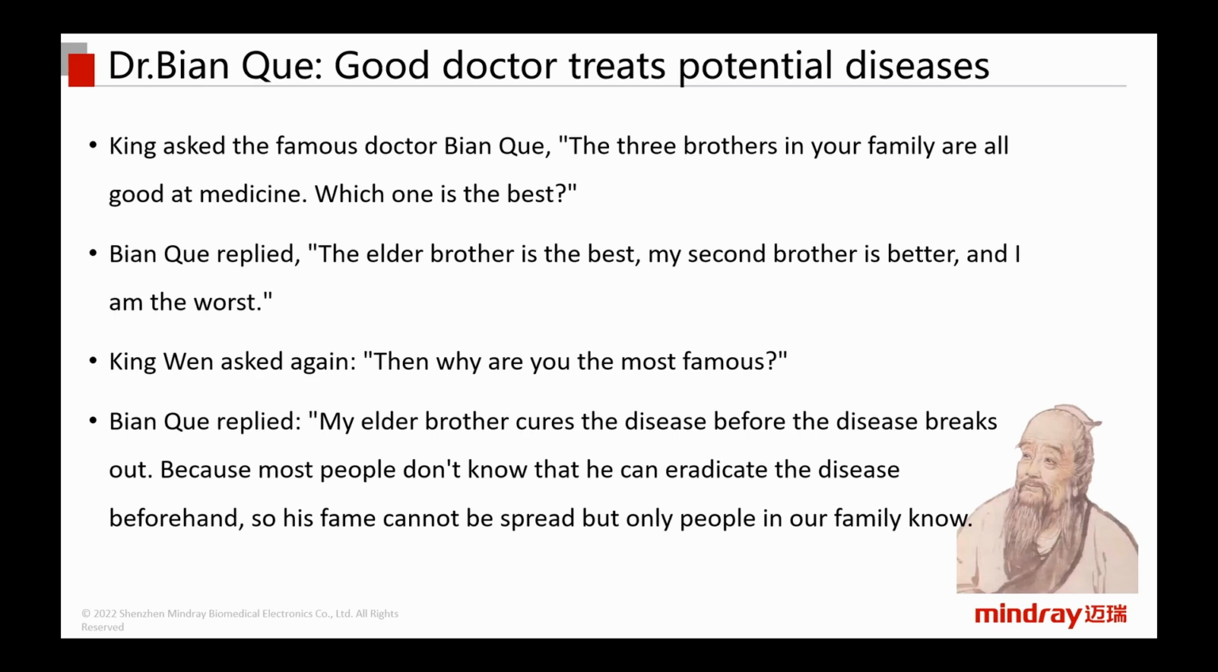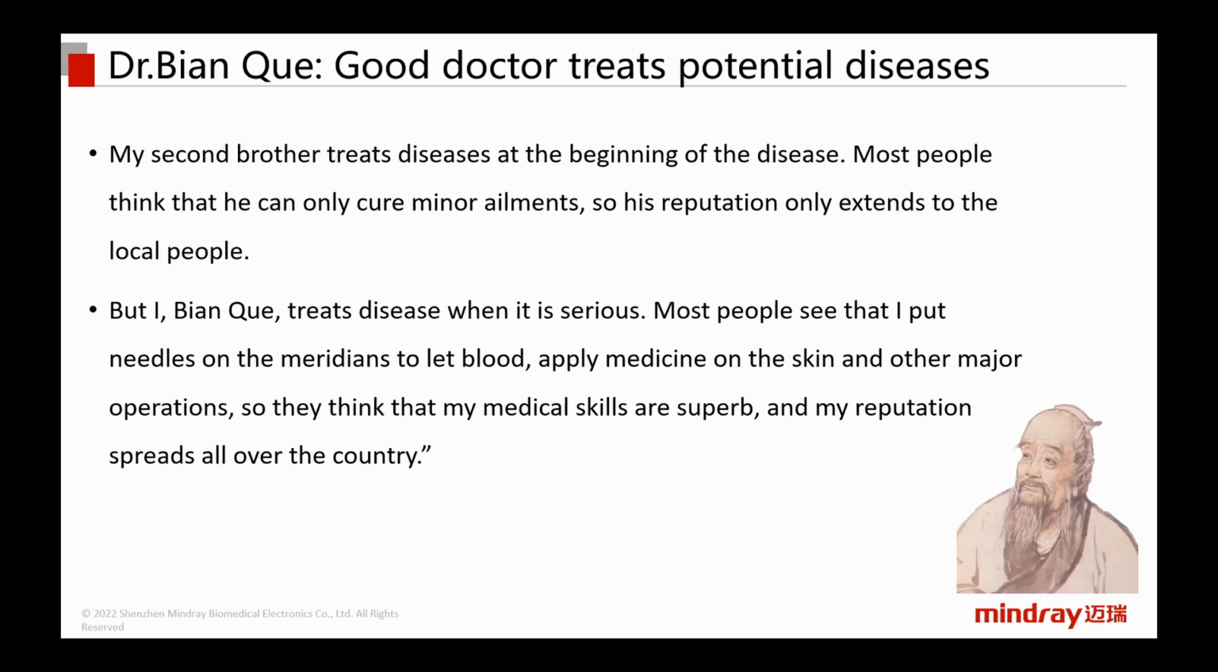Here is how he explained it to the king. He said, "My elder brother's skill is so good that he can identify the tiniest sign of disease and treat accordingly. So only our family members know his superb skill. And for my second brother," the doctor said, "he's able to treat disease based on early stage symptoms. So people think he can only treat minor diseases, so only a few people in my hometown know his skill. And lastly, about myself," the doctor said, "I'm unable to reach my brothers' skill level.